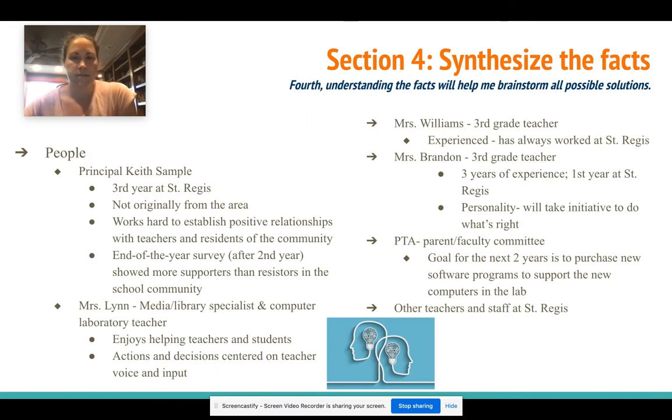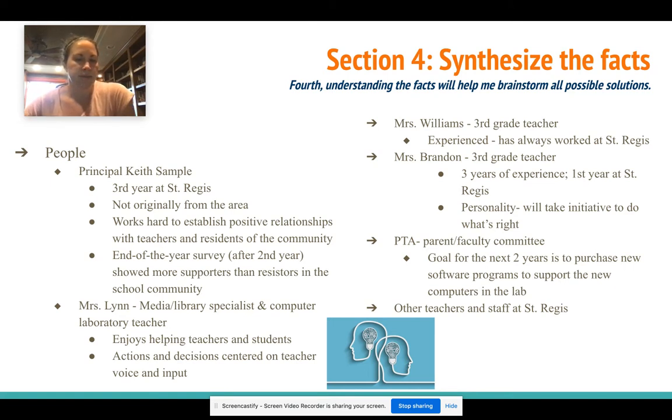Fourth, understanding the facts will help me brainstorm all possible solutions. The people involved: myself, third year at St. Regis School. I'm not originally from the area, so I've worked really hard to establish positive relationships with teachers and residents of the community. At the end of my second year, I gave out an end of the year survey, and it showed there's more supporters than resistors in the school community.